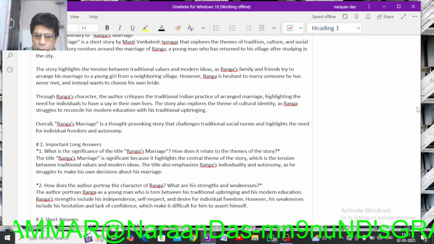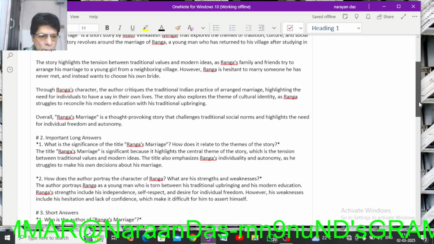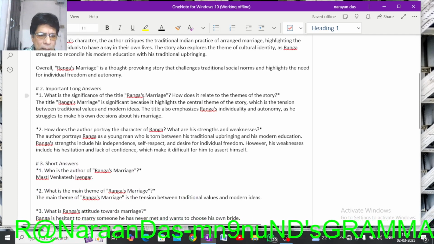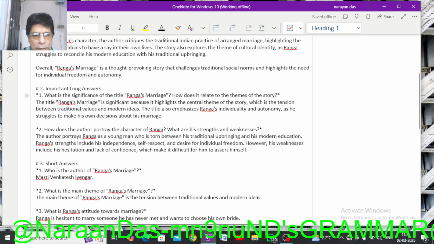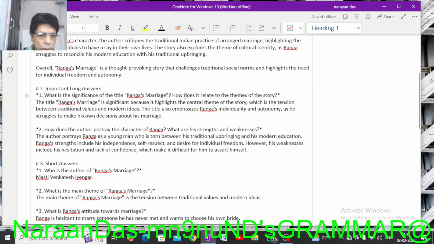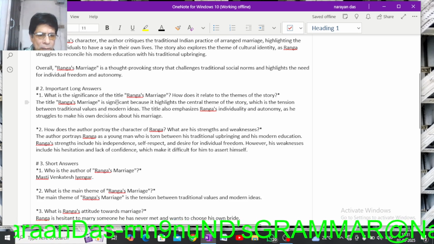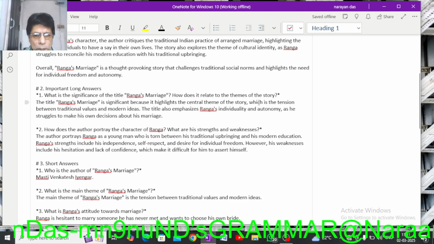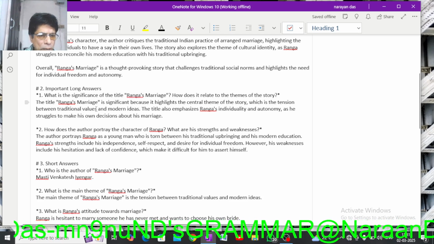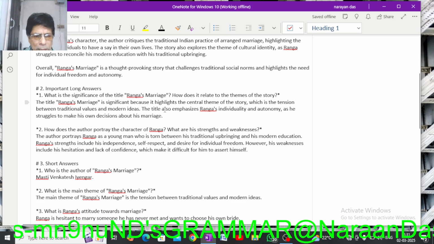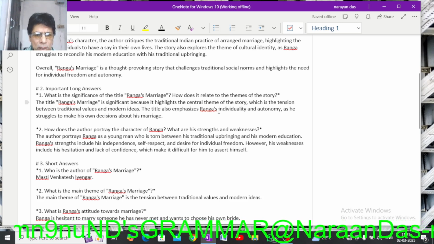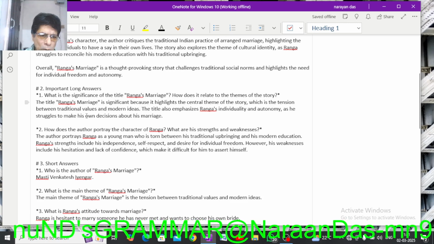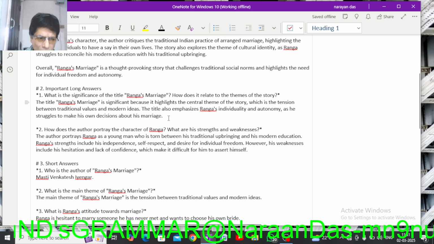Now a few short questions have been answered here. What is the significance of the title Ranga's marriage? How does it relate to the theme of the story? Very important. Ranga's marriage is significant because it highlights the central theme of the story, which is the tension between traditional values and modern ideas. The title also emphasizes Ranga's individuality and autonomy as he struggles to make his own decisions about his marriage.